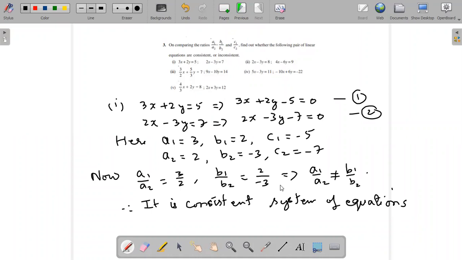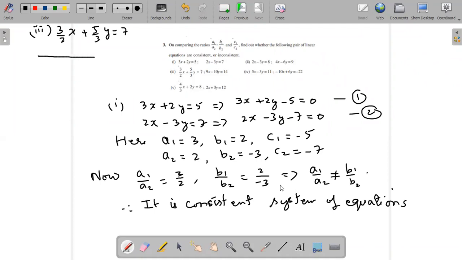The second question I'm leaving, take the third one. So question number 3 is, whenever it is given in fractions, what will you do? 3 by 2 x plus 5 by 3 y is equal to 7. This is equation number 1. But we can do it directly also, taking 3 by 2 as A1, but it can create a problem in calculation for you. So better to convert into fractionless quantities.